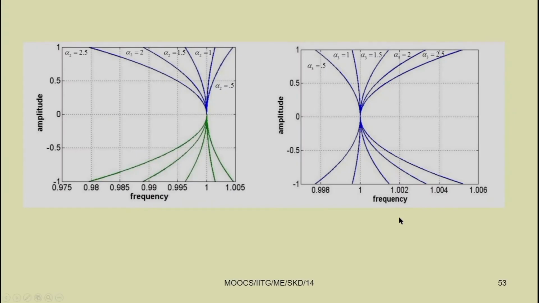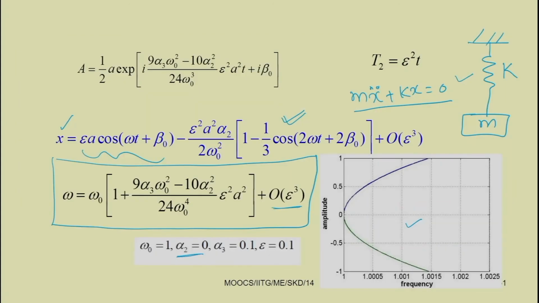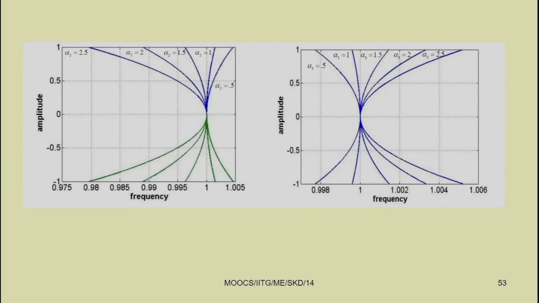In this phase portrait you can see both are the phase portraits. In the previous curve we have taken alpha 2 equal to 0. If you take alpha 2 non-zero, this is the phase portrait. Now by taking different values of alpha 2, for example, this quadratic nonlinearity, you can see the frequency amplitude relation becomes like this.